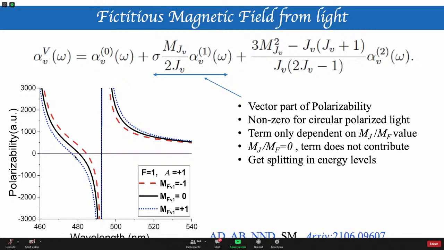So we'll have a different tune out wavelength for the different magnetic quantum numbers of the ground state, particular F equal to 1 state. So if I say what is the wavelength where MF equal to 0 goes to 0 polarity, you can find it around 480 nanometer.